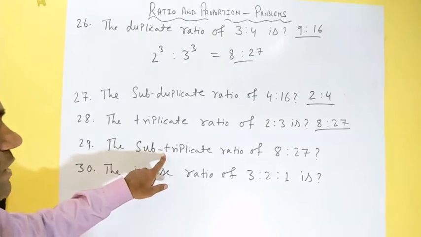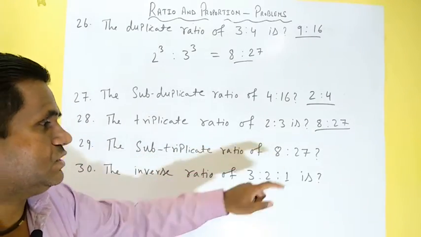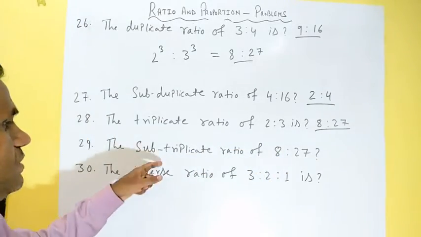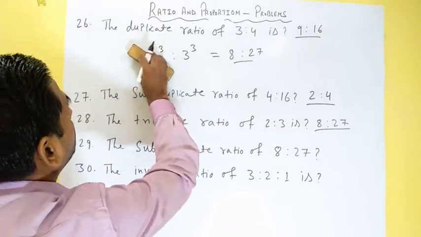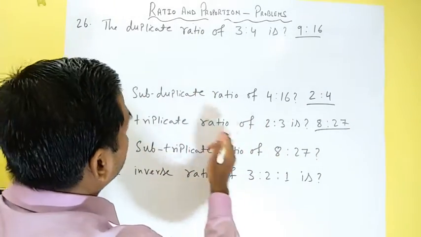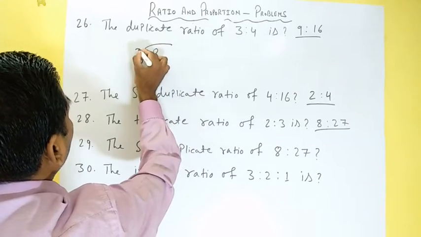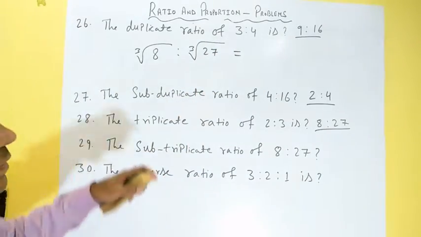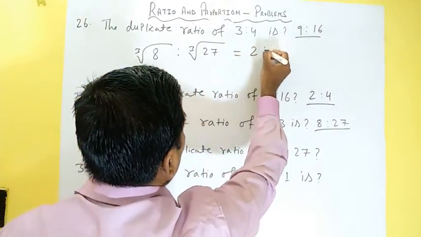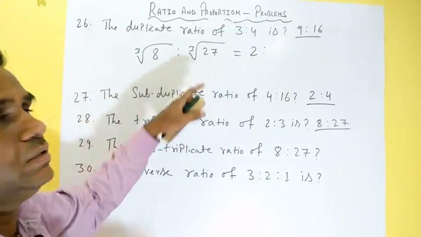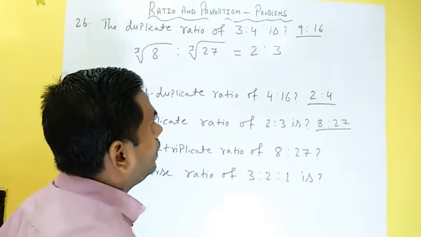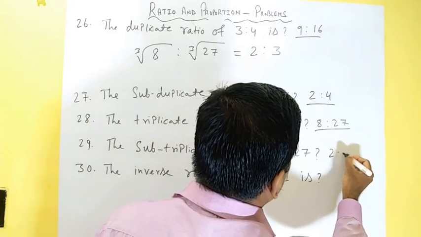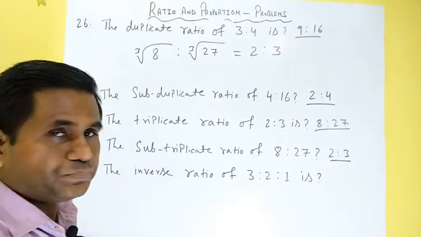Okay, friends. Now similarly, if you see duplicate, subduplicate, for triplicate also we have subtriplicate. So subtriplicate means the cube root of the given ratio. So here we have to find the subtriplicate of the ratio 8:27. So subtriplicate means cube root. So we will find the cube root of 8:27. So cube root of 8 is to, here again, cube root of 27. So the cube root of 8 is 2 and the cube root of 27 is 3. So here the subtriplicate ratio of 8:27 is 2:3. This is the answer. Okay, friends.